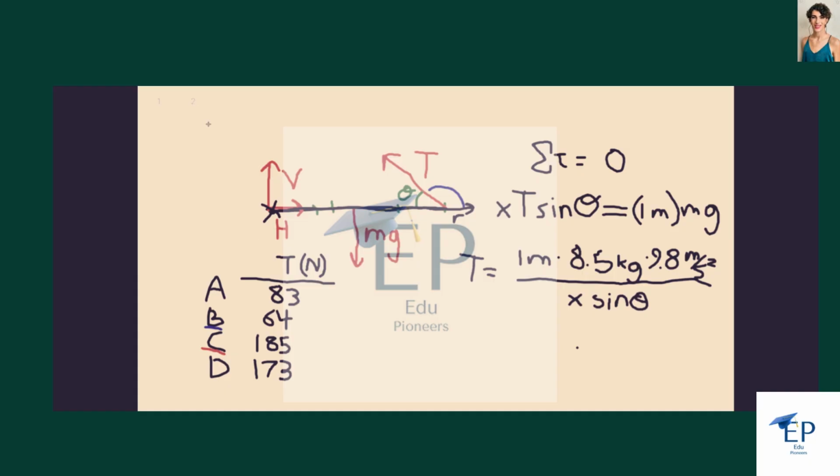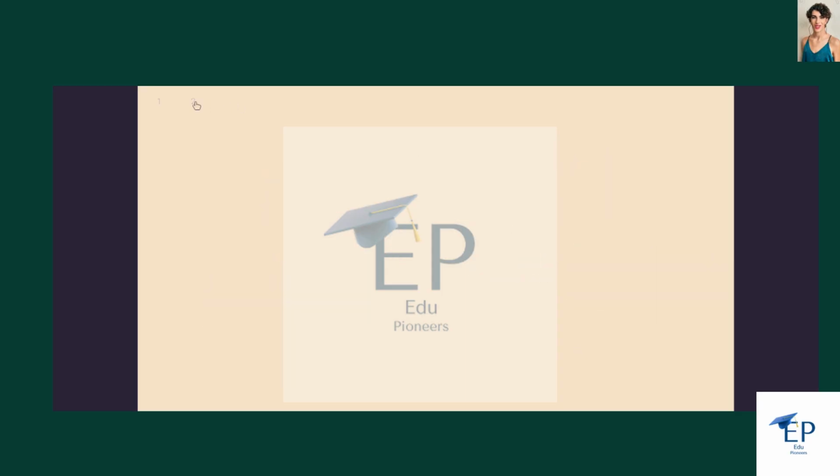So we can see we've only got two horizontal forces, this horizontal force from the hinge and the horizontal component of tension. The horizontal component of tension is going to be T cosine theta. So that gives us the sum of F in the x direction is equal to our horizontal hinge force minus T cosine theta.